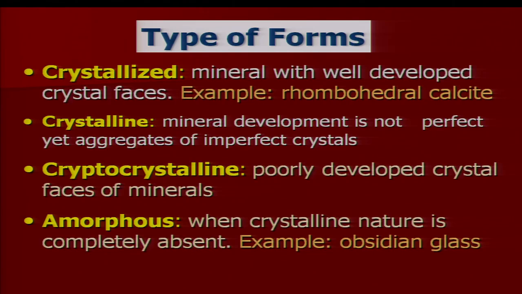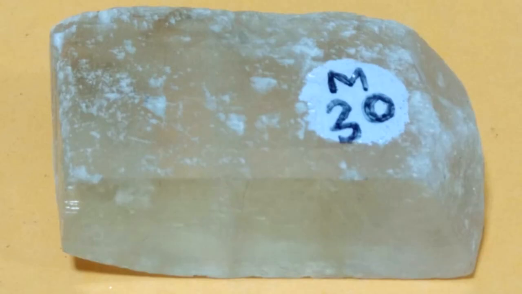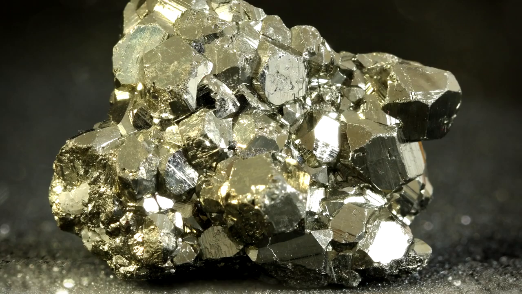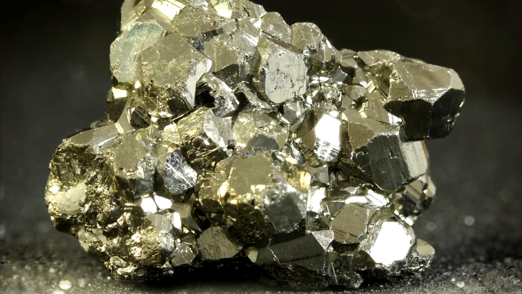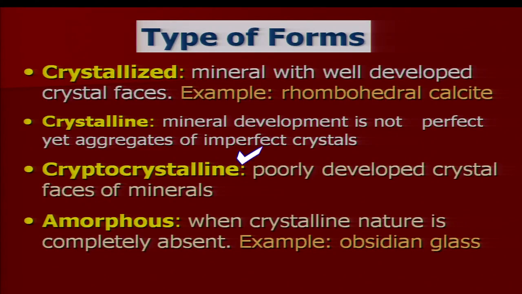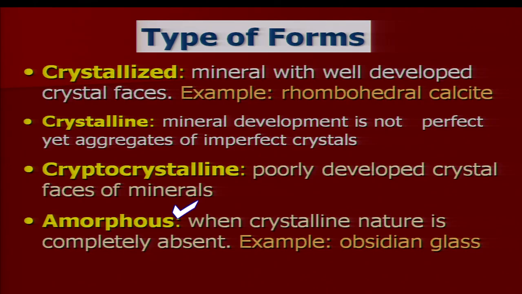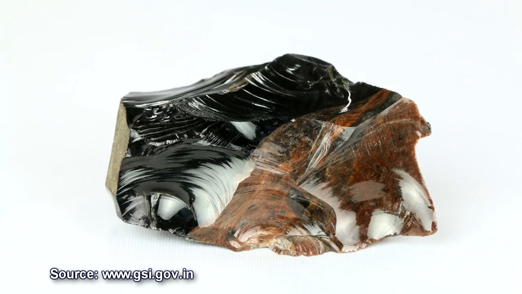What is crystallized? Mineral with well developed crystal faces. The best example is rhombohedral calcite. A calcite crystal has very well developed faces, all the faces are developed and their shape is rhombohedral. In crystalline minerals, development is not perfect, the mineral aggregate is imperfect, partly developed, partly non-developed. In cryptocrystalline minerals, poorly developed crystal faces are present. And lastly, amorphous, when crystalline nature is completely absent, that is the disordered structure.